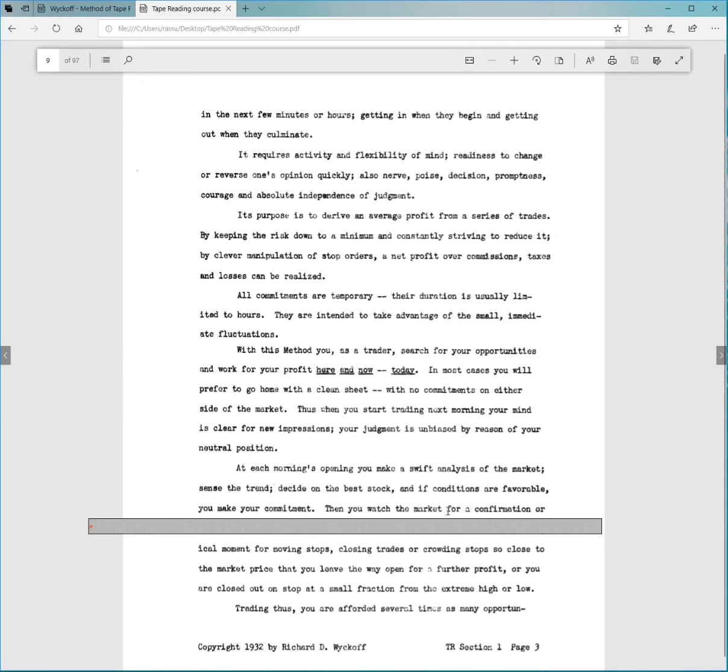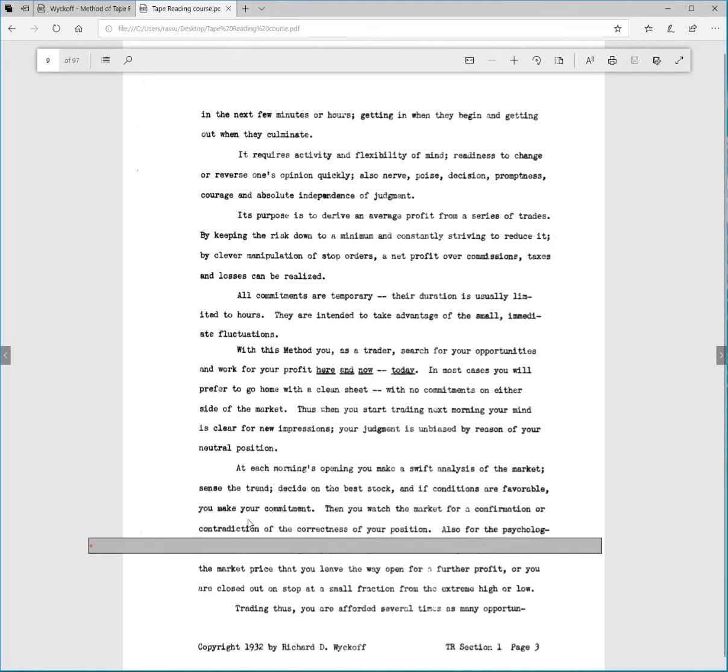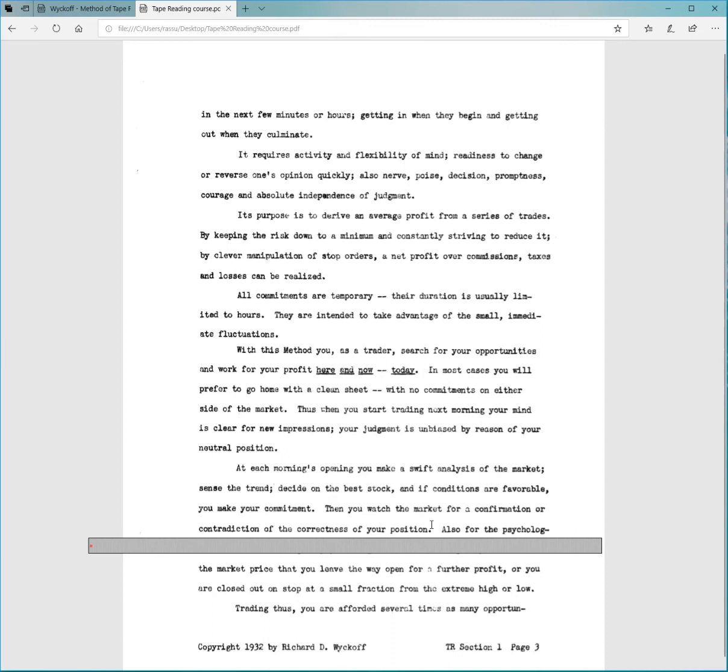Then you watch the market for a confirmation. Step 4, confirmation or contradiction of the correctness of your position, which means you must anticipate you will be wrong. In fact, if you have a 50-50 mindset, it's even better. You have to anticipate that your sensing of the trend and judgment is incorrect, or at least that it's possible that it's incorrect before you trade.